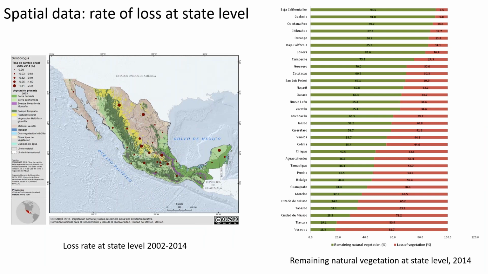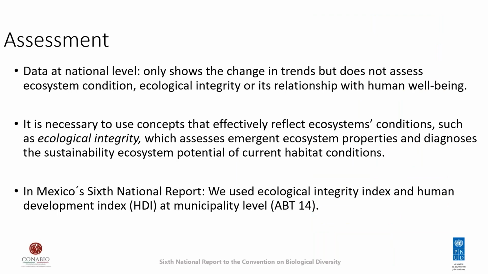So there is another kind of map and statistical analysis. The map is showing us the rate of loss at the state level. The size of the points is showing us the increasing or decreasing of the rate of loss at state level. And the graphic is showing us the remaining natural vegetation also at the state level. The green bars are showing us the remaining vegetation, and the red bars are showing us the loss of vegetation. Next slide, please.